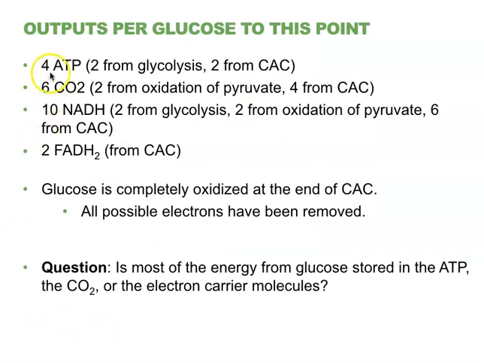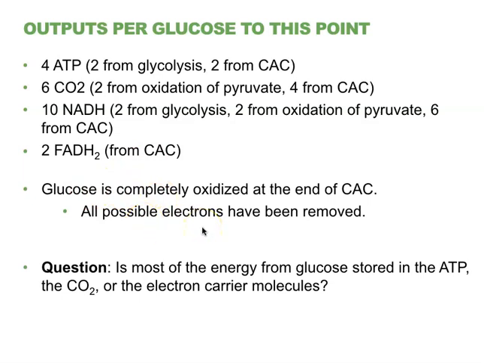Okay, so you get 4 molecules of ATP, 2 from glycolysis, 2 from the citric acid cycle, 6 molecules of carbon dioxide, 2 from oxidation of pyruvate, 4 from the citric acid cycle itself, 10 NADHs, 2 from glycolysis, 2 from oxidation of pyruvate, and 6 from the citric acid cycle, and 2 FADH2. Okay, that's from the citric acid cycle. If glucose is completely oxidized, all possible electrons have been removed.